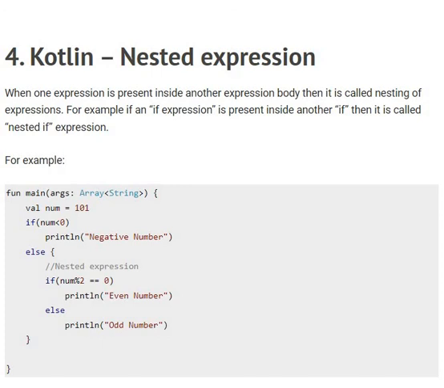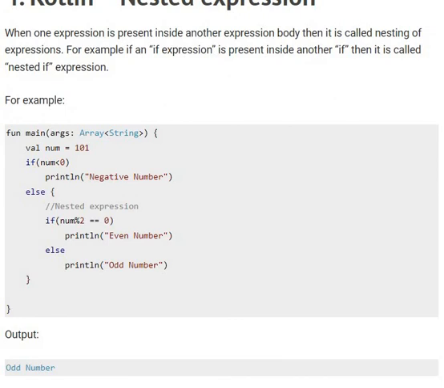So you check for a negative number. If it is not a negative number, then you are checking for even or odd. In this case, as the input is 101, 101 less than 0 is false. So after else we have another if condition, and 101 mod 2 is equal to 0 is also false. We get odd number.